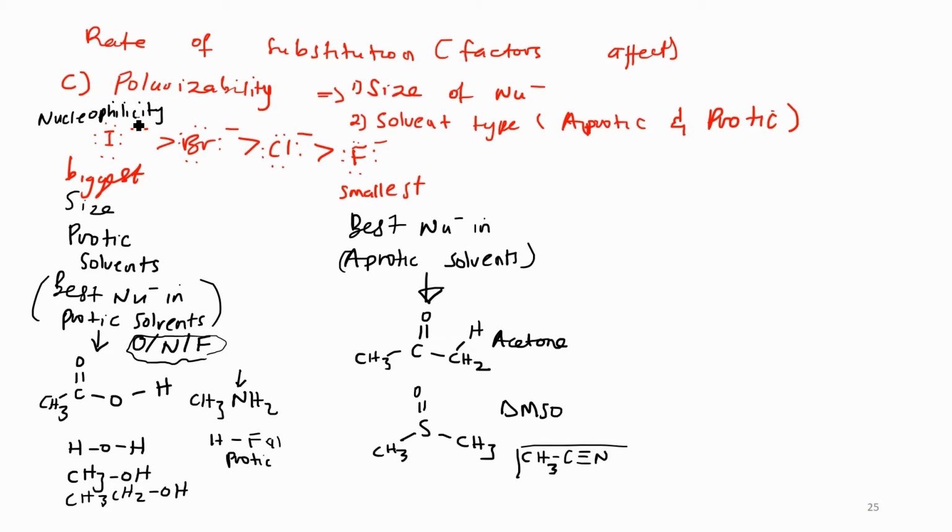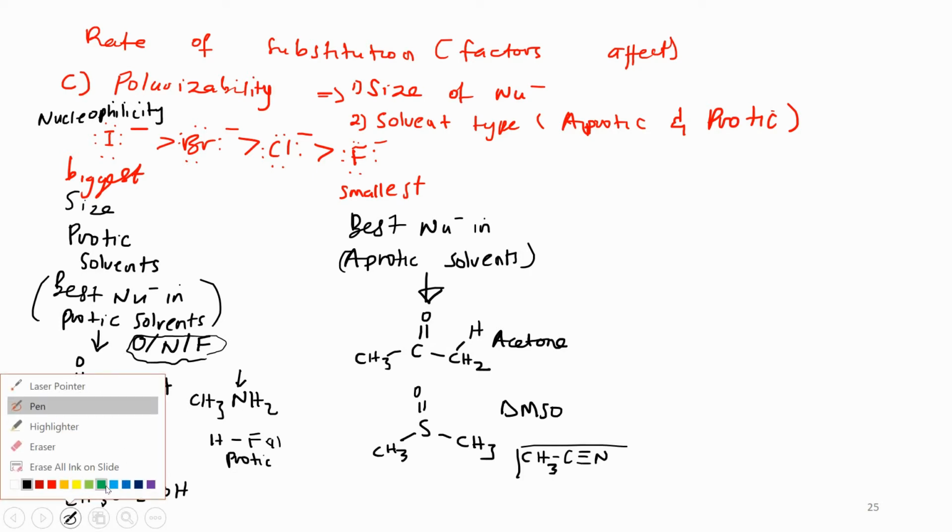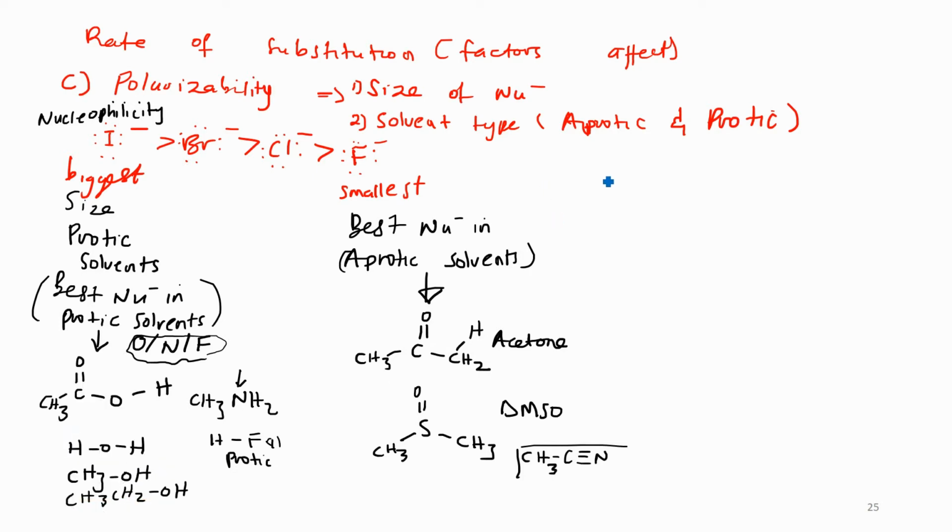Before that, let me explain what polarizability means. Assume you have an electrophile, a common electrophile, and you have iodide reacting with it. Let's take this to be our electrophile. This will play the role of a nucleophile. It does the attacking. This plays the role of an electrophile. It's going to be attacked.